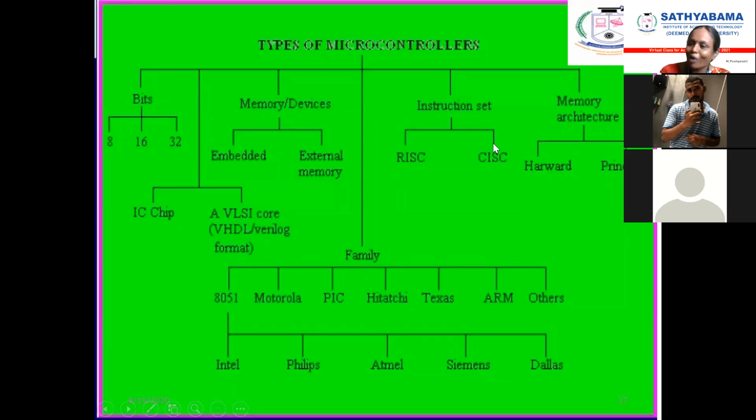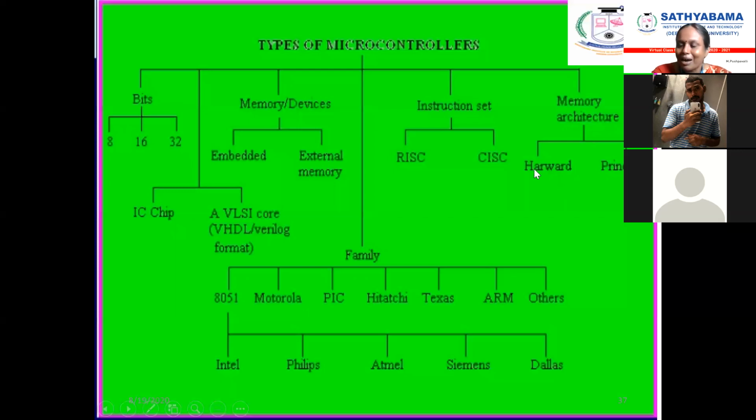We will go with one more microcontroller that is reduced, with nearly 40 instructions only. Using those 40 instructions, we can control the microcontroller, so it is easy for us to do the programming. Then memory architecture: Harvard and Princeton. Princeton is nothing but, as I told you yesterday, the von Neumann architecture. The same thing. Harvard means I have separate memory for program and data.